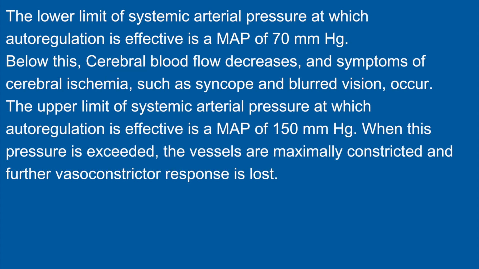The lower limit of systemic arterial pressure at which autoregulation is effective is a mean arterial pressure of 70 mmHg. Below this, cerebral blood flow decreases and symptoms of cerebral ischemia such as syncope and blurred vision occur. The upper limit of systemic arterial pressure at which autoregulation is effective is a mean arterial pressure of 150 mmHg. When this pressure is exceeded, the vessels are maximally constricted and further vasoconstriction response is lost.